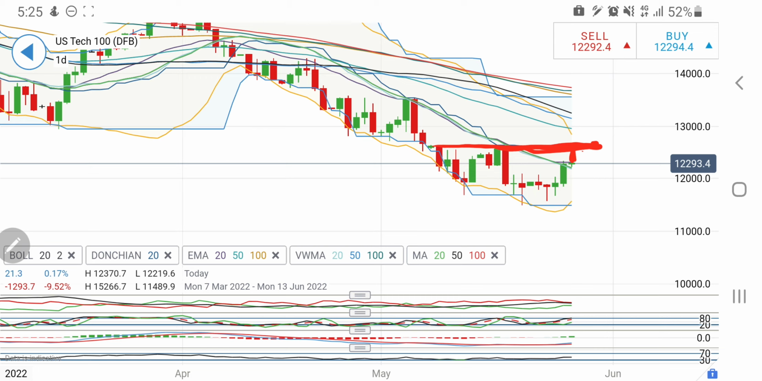12,240 and 12,200, these two levels I will be watchful of. Very strong support it will get from 12,200. Breaking this, there could be a sharper drop.